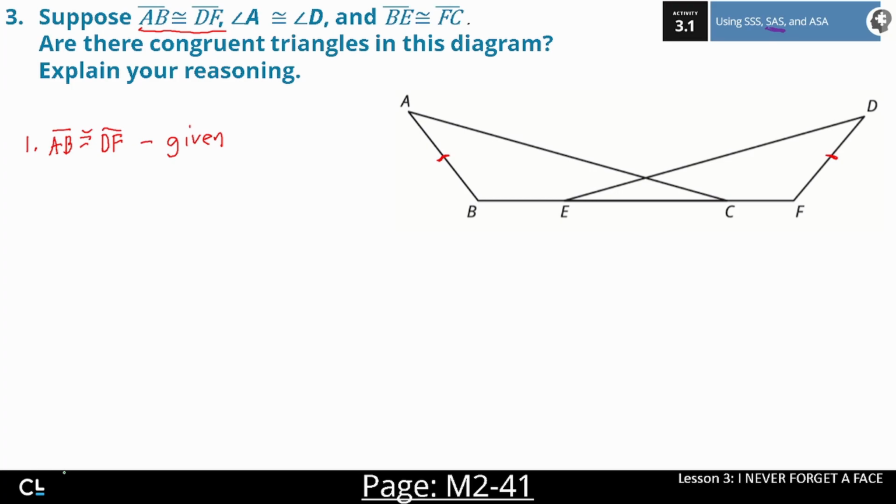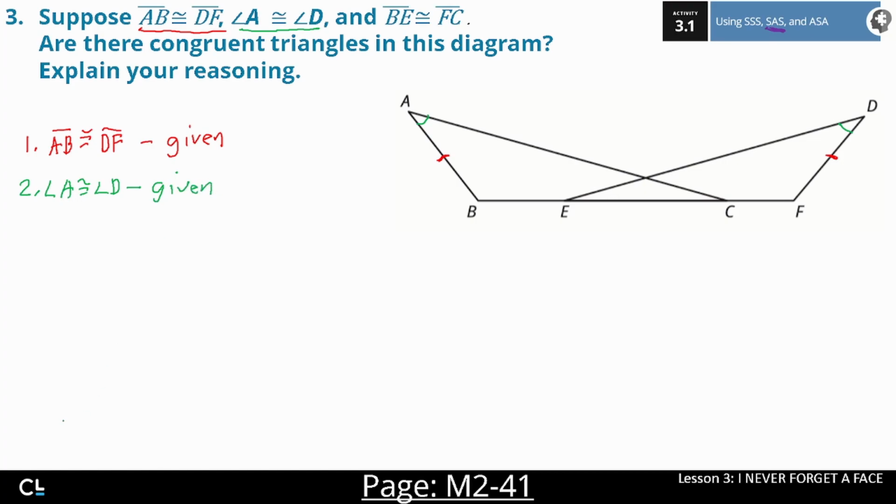Go to green. Next, we say angle A and angle D are congruent. Angle A, right here. Angle D, right there. Congruent. I'm going to write that down. 2. Angle A congruent to angle D. And it's given. Once again.